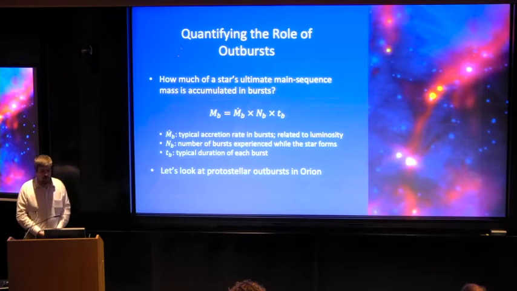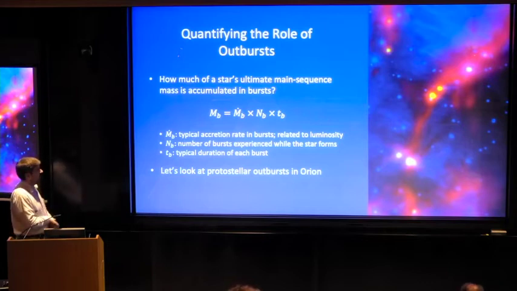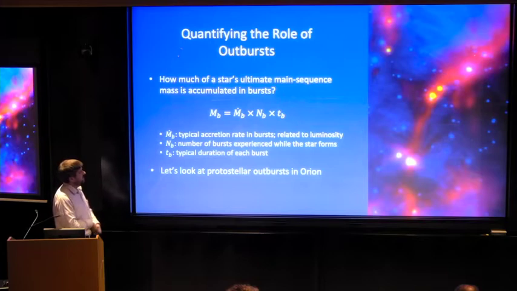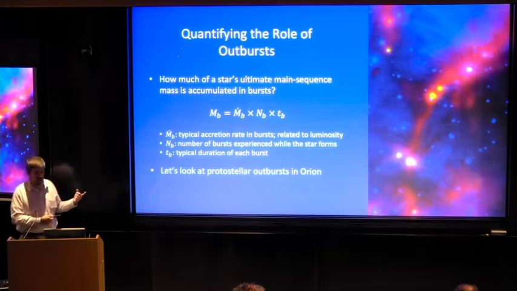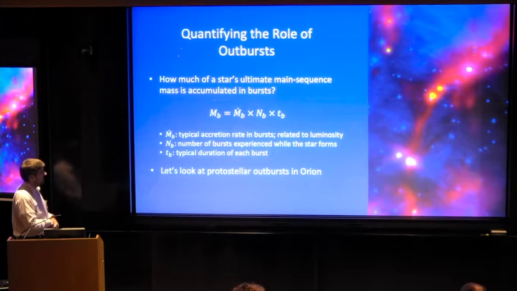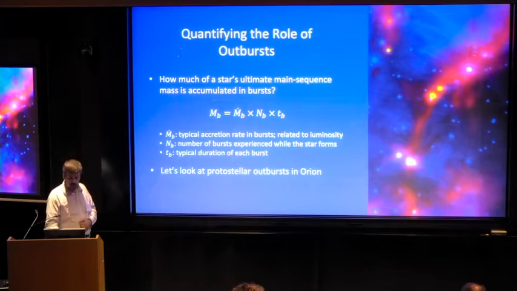What we want to do is to quantify the role of outbursts, since we're starting to put a large sample and a long time baseline together, and we can ask how much of a star's ultimate main sequence mass is accumulated in bursts. Here I've just written down schematically how the mass accumulated in bursts can be thought of as the product of the accretion rate in bursts times the number of bursts experienced while the star is forming times the typical duration of each burst. And we can look at our Orion sample to get a handle on some of these factors.